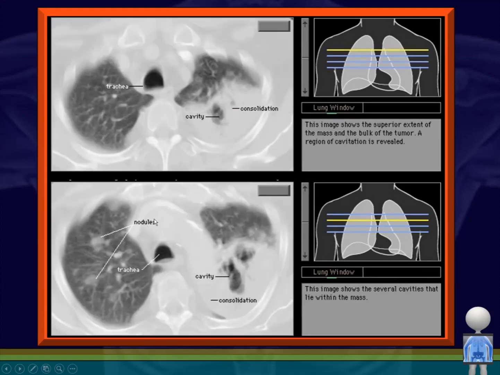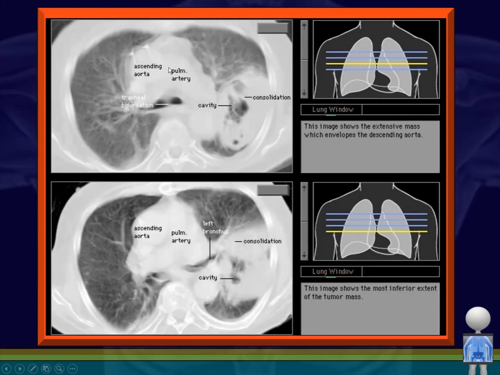So right here is just a trachea, but now as we get down a little farther, we start to see the top of the heart, right? The pulmonary artery and ascending aorta, because now we're down here. And you're starting to see the bottom of this lesion, because now we're coming out of it. So this is just an idea of how a CAT scan gives you a picture and how it can be used to identify exactly what's going on.